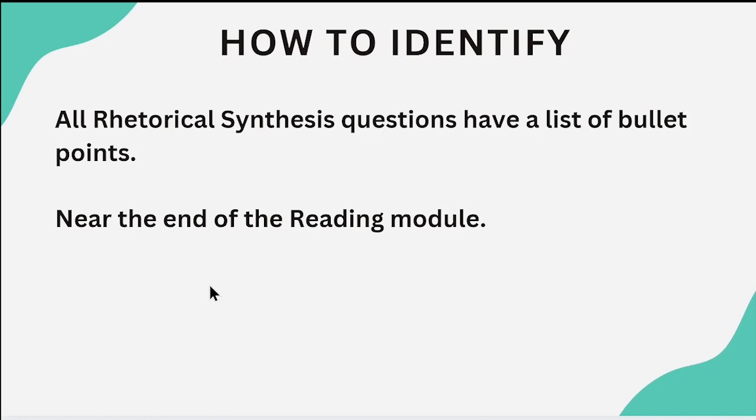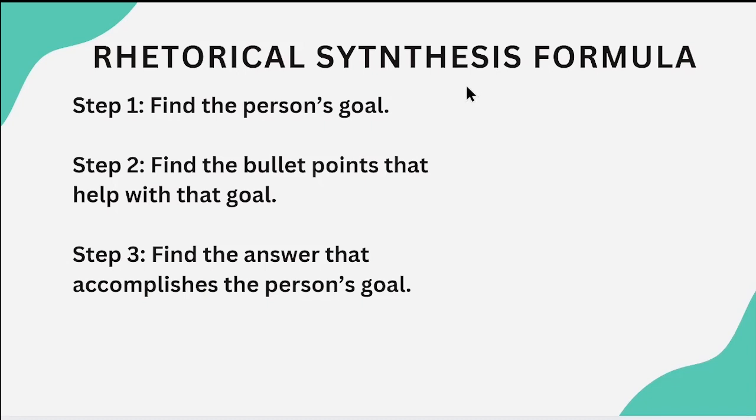So, how to identify these questions. All rhetorical synthesis questions have a list of bullet points, and they're the only questions on the reading section. They're going to have bullet points. So this is actually like the easiest one to identify, and they're always near the end of the reading module as well. Here's how to do rhetorical synthesis questions.